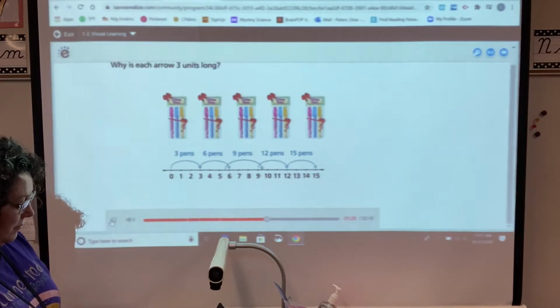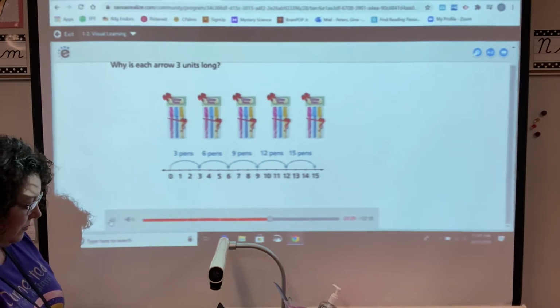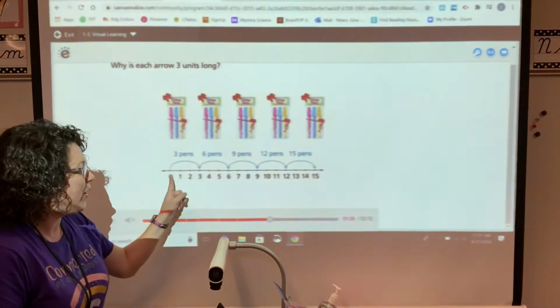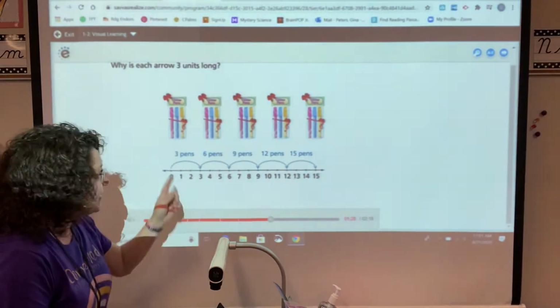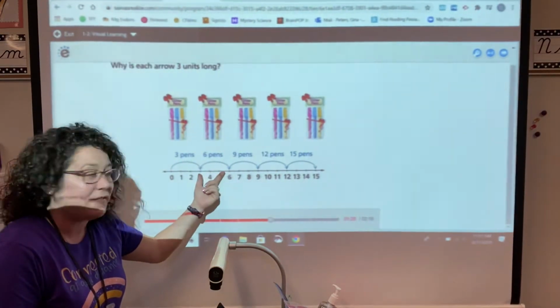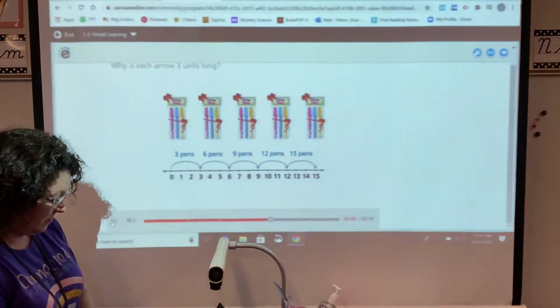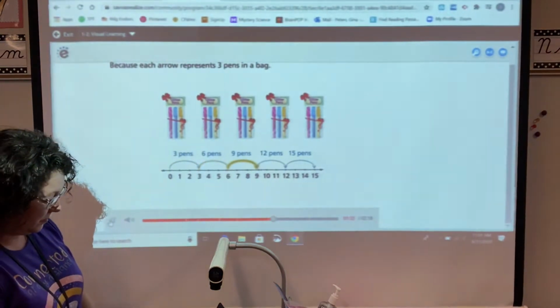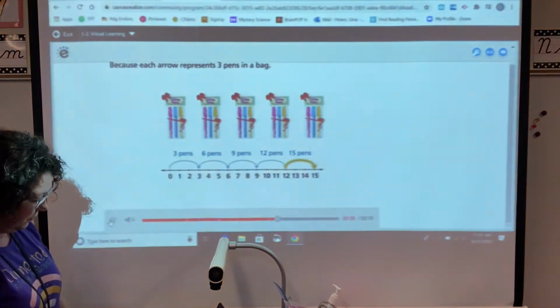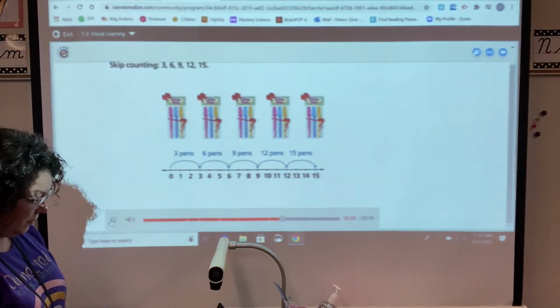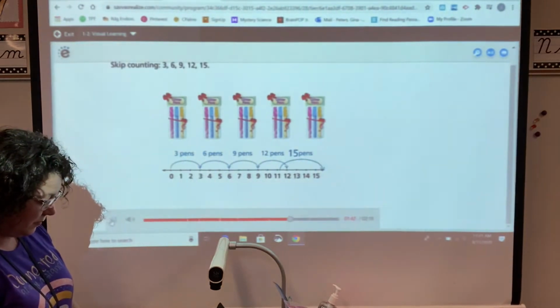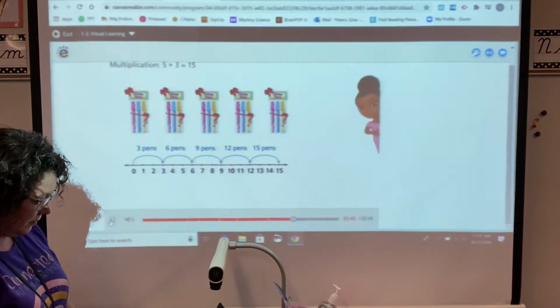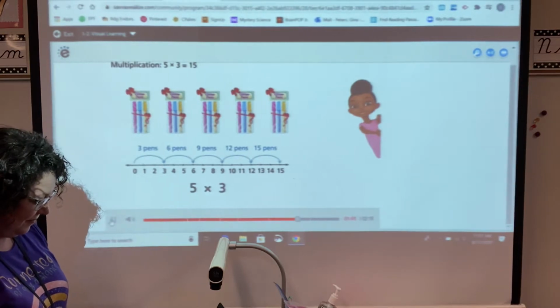Why is each arrow 3 units long? Why is each arrow 1, 2, 3? Because that's how many glitter pens she wants to give each friend. Because each arrow represents 3 pens in a bag. Skip counting: 3, 6, 9, 12, 15. Multiplication: 5 times 3 equals 15.